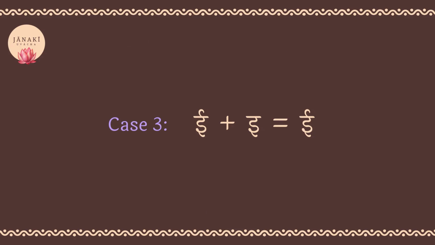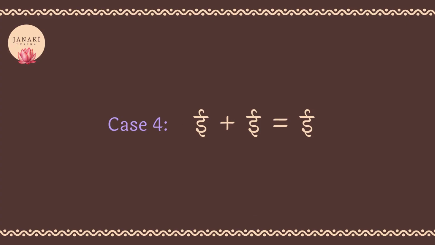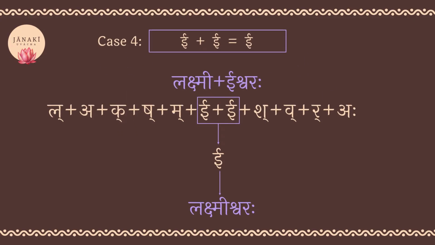Case 3 is when the first word ends with a Deergha ikara and the second word starts with a hrasva ikara. They join to give ikara. For example, Mahati plus icha gives mahaticha. Case 4 is when two Deergha ikaras join to form one Deergha ikara. Like Lakshmi plus Ishwaraha gives Lakshmishwaraha. So just like we saw with a and a, all four combinations give us the same Deergha vowel ee.